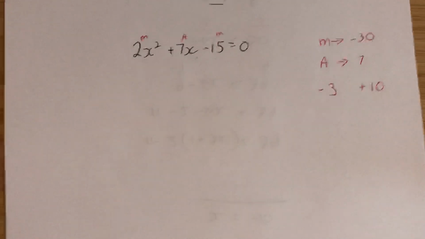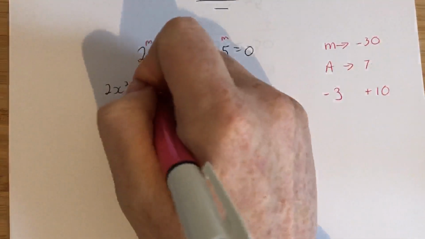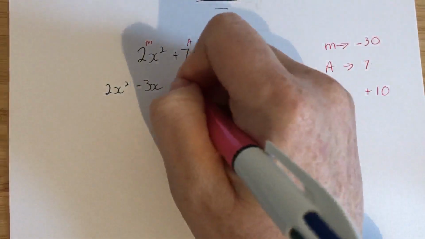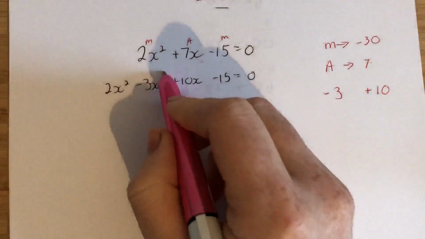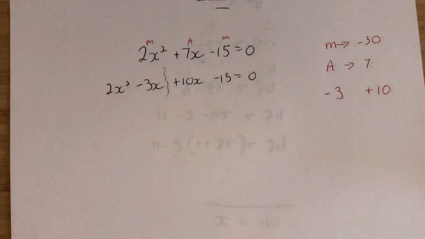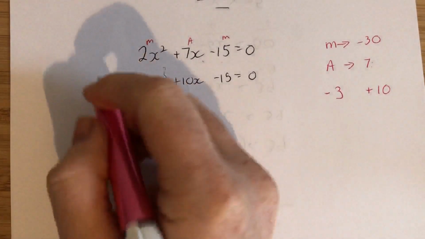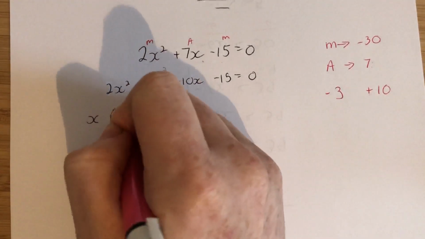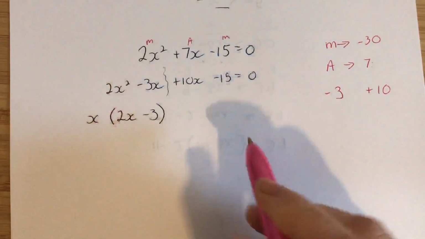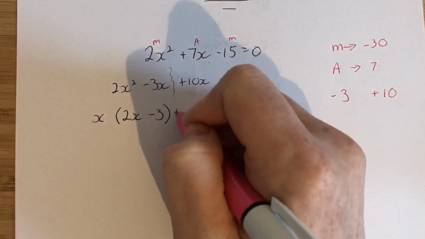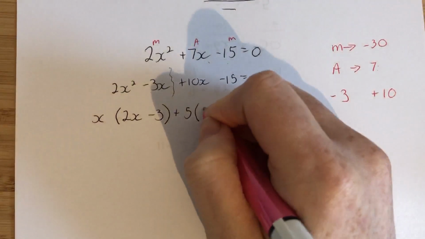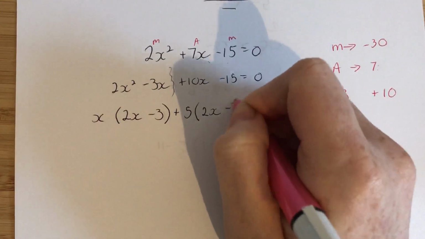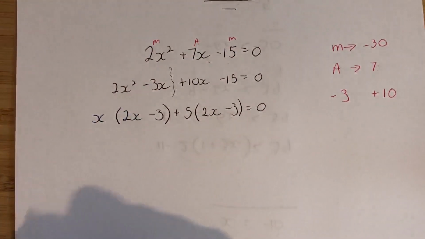So now I'm just going to write that back in here. You've got 2x squared. You break up that 7x into minus 3x plus 10x minus 15 equals 0. Then you look at each half of this and take out your highest common factor. Highest common factor here is just x. So then we've got in the bracket 2x minus 3. Whatever symbol we've got here, we write plus. Our highest common factor here is 5. Inside the bracket goes 2x minus 3. If you weren't sure how to do that, you'll need to just watch the factorising videos.